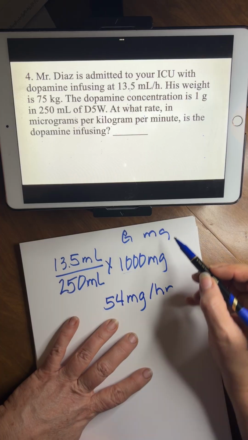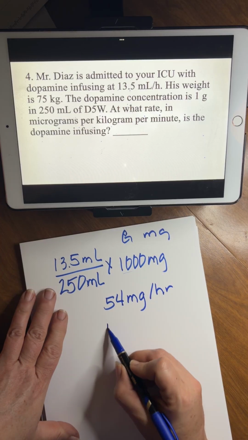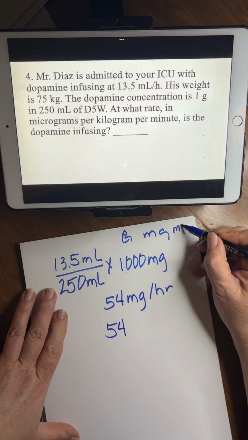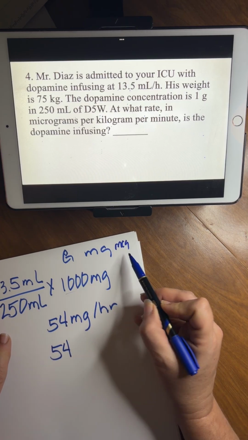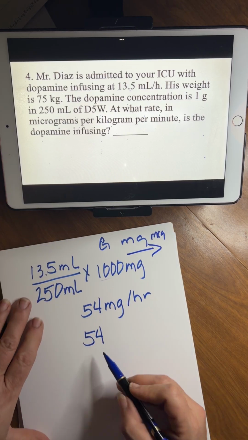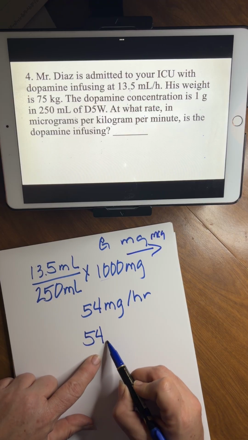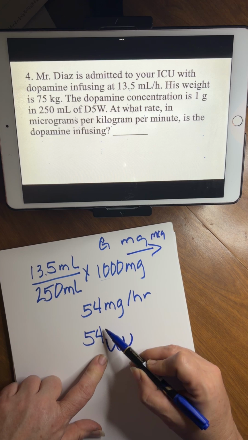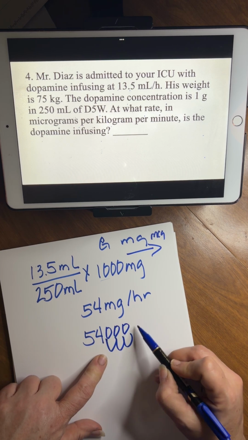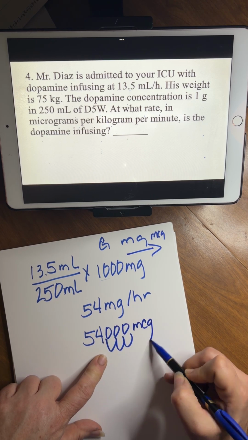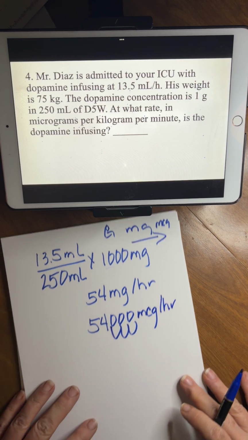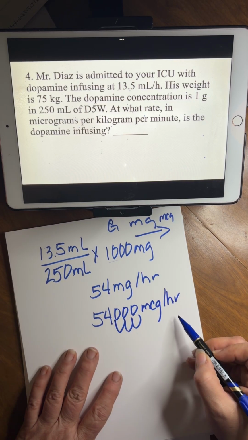So I'm going to convert this 54 to micrograms. Milligrams to micrograms, I got to move the decimal that way. 54 is a whole number, and the decimal's behind it. And I'm going 1, 2, 3, adding my zeros. And this is going to be 5,400 micrograms per hour. You with me? I believe you are.